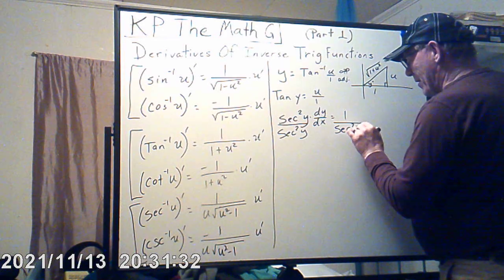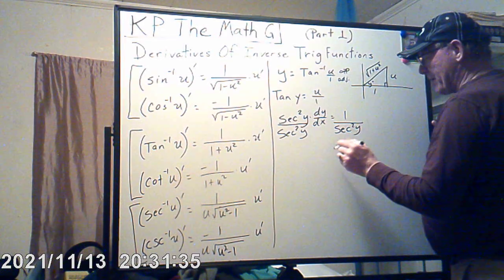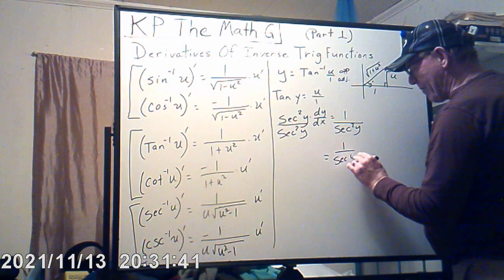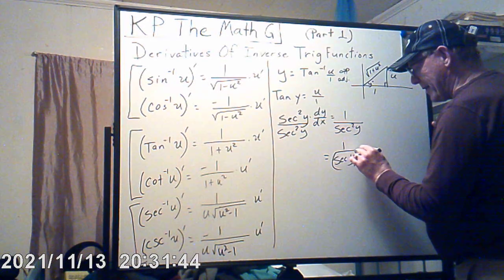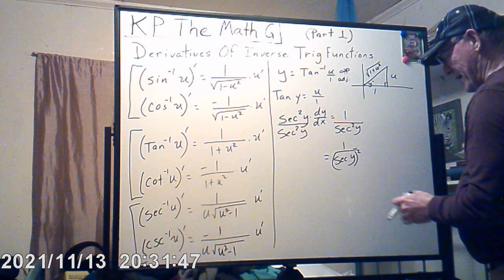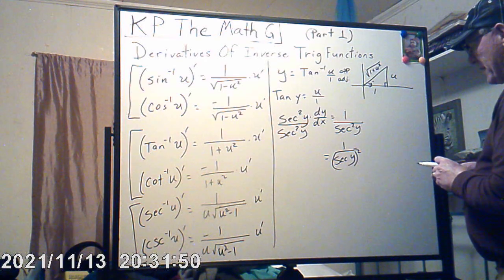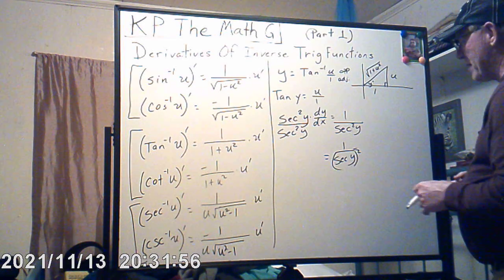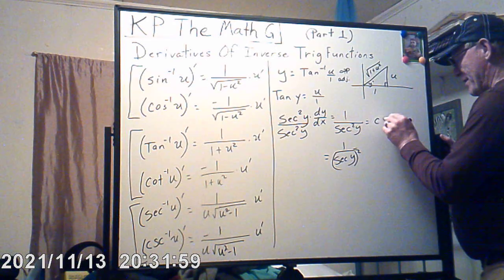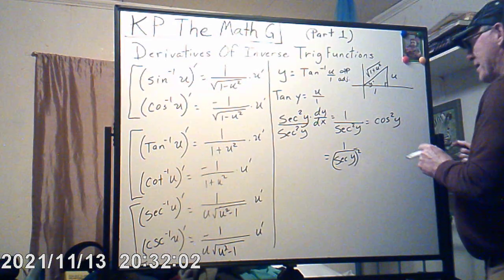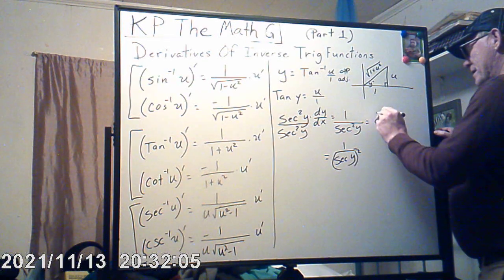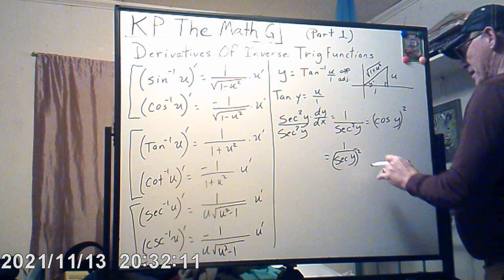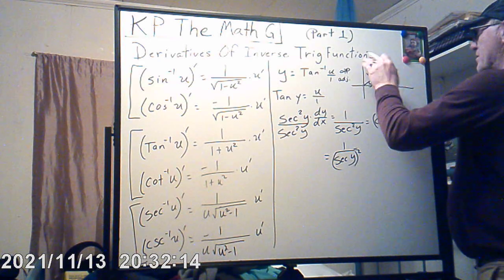Sometimes you can rewrite this as 1 over secant y, and then square the whole thing. That's the same thing as this. So either way, you can do that. And actually, 1 over secant squared is just cosine squared. If you want to look at it that way, that is cosine squared y. Now, here's what we're going to do. We're going to replace this now.